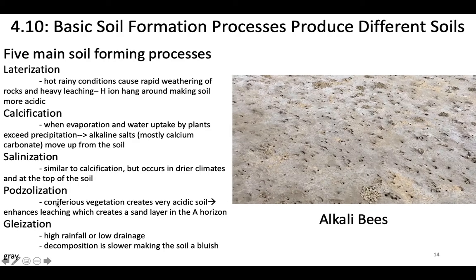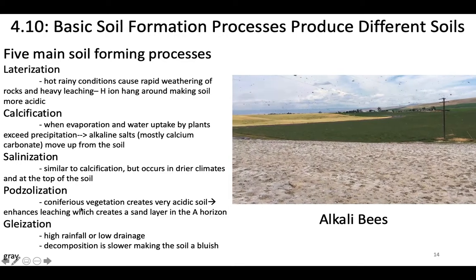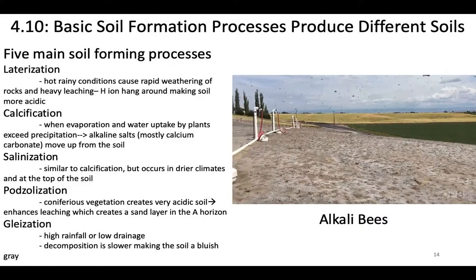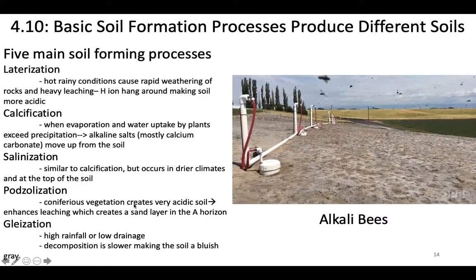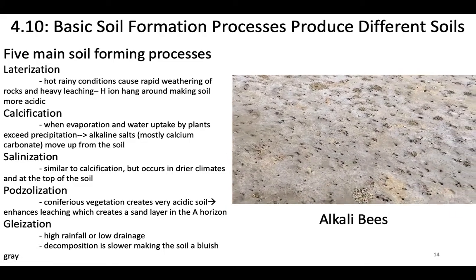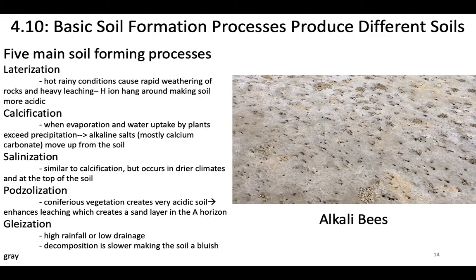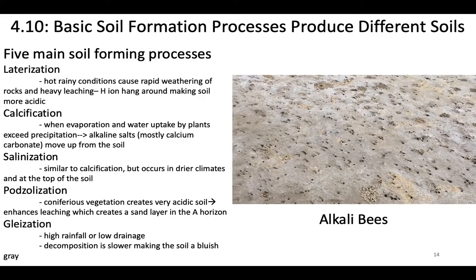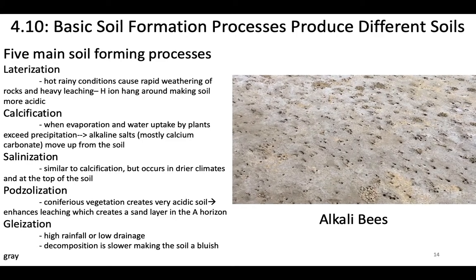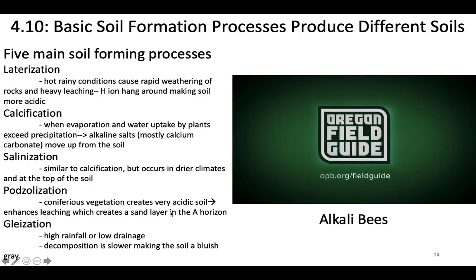And then you have podzolization, which is a very specific kind where if you have coniferous vegetation, so pine trees and things like that, those leaves are very acidic. Evergreen trees have very acidic leaves because it helps a little bit protect them from cold temperatures in the winter. But when they lose those pine needles and those pine needles decay, they release a lot of acids into the soil, and that creates this sand layer in the A horizon.